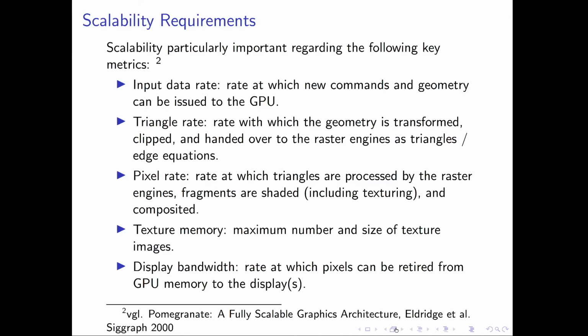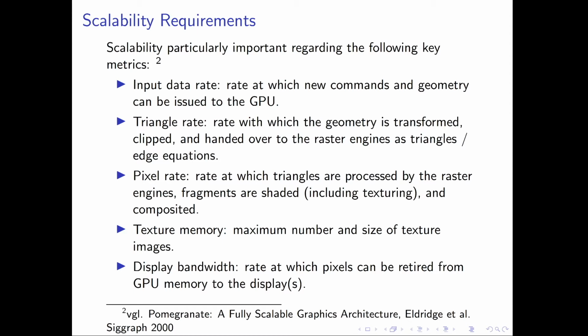And consequently, what we just discussed defines the key metrics when designing a GPU architecture. Like the input data rate, which is the rate at which commands can be issued to the GPU, and those commands include draw commands. They include commands that incur data movement, like where we issue geometry to the GPU. Another key metric is the triangle rate. That is the rate at which the input geometry can be transformed and clipped and then handed over to the raster engines, typically in the form of edge equations.